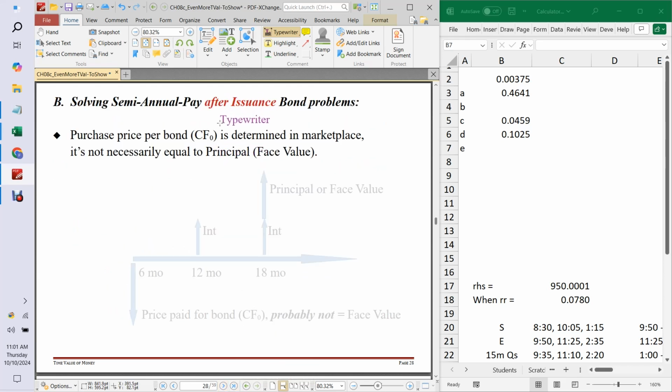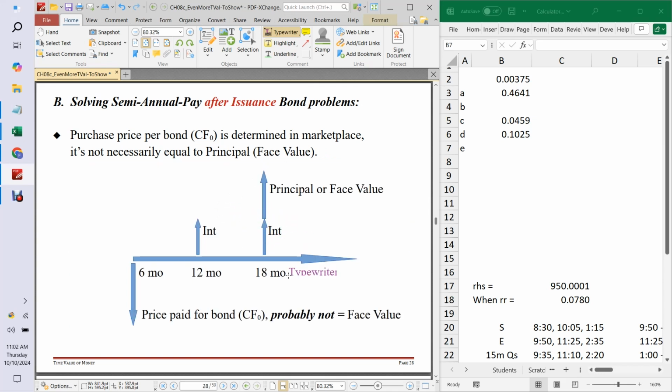All right, let's see if we can solve an after issuance bond problem. In this case, remember that the price of the bond is going to be determined in the marketplace, and it's not necessarily going to be equal to the face value. So we have a situation like this. We have CF0 here, which is going to be the marketplace price. And again, it's not necessarily going to be face value. It's whatever we agree in the marketplace to exchange the contract for.